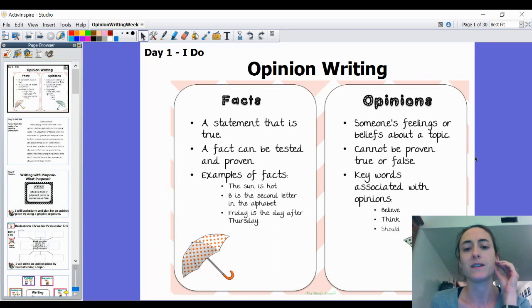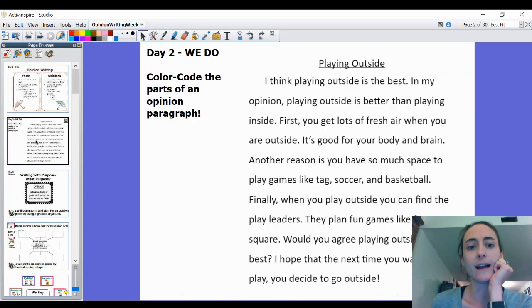We will be thinking about how when we give our opinion, we're telling our feelings or beliefs about a topic. And this is not something that can be proven true or false, and other people are allowed to agree or disagree with our opinion. But when we write an opinion paragraph, we're really trying to convince them of our opinion, or at least to help them understand why we think that way.